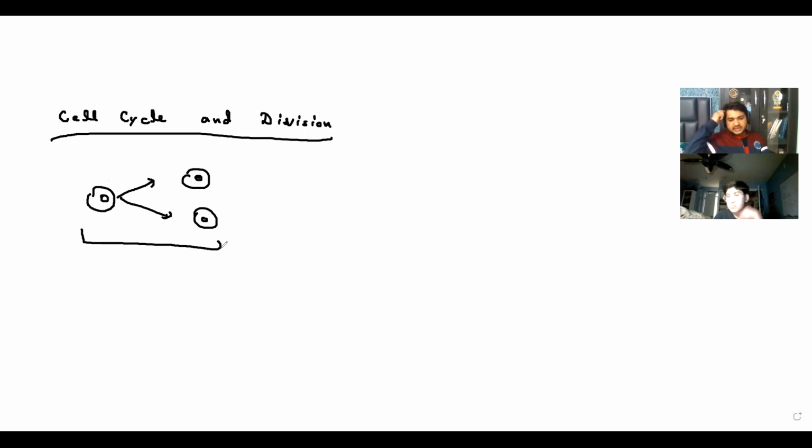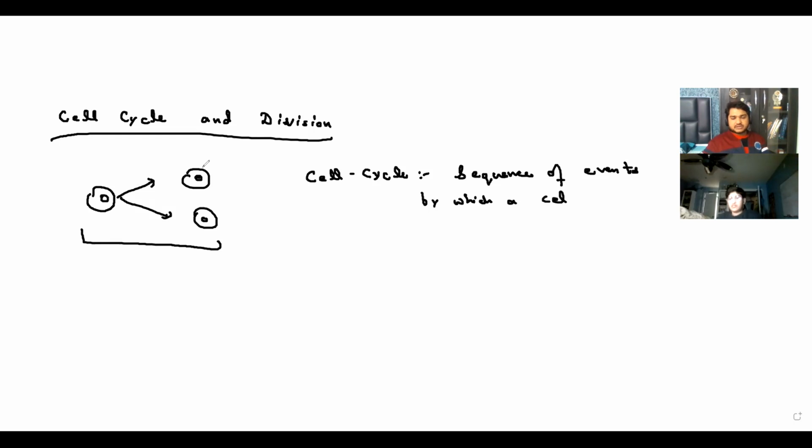So cell cycle means it is a sequence of events by which a cell is duplicating its genome, synthesizing the other constituents, and ultimately dividing into two daughter cells. So all the sequence of events which ultimately lead to the division of the cell is called the cell cycle. All the events take place one by one, by which a cell, of course the cell has the DNA, the cell has the mitochondria, every content.